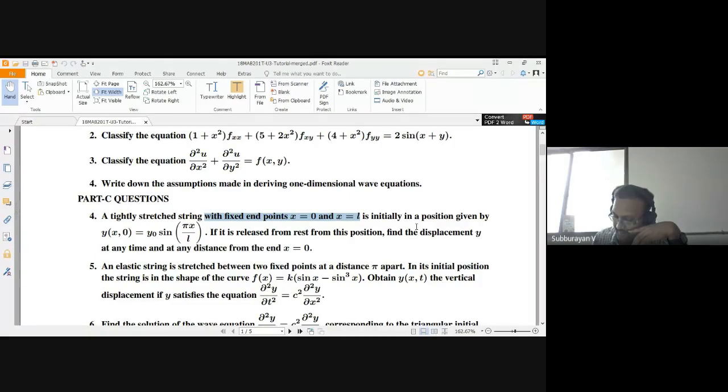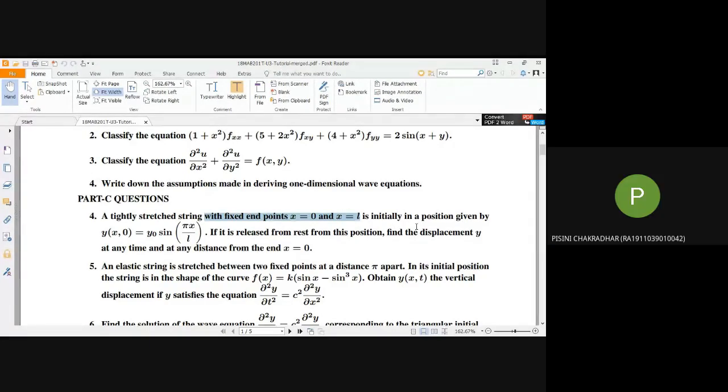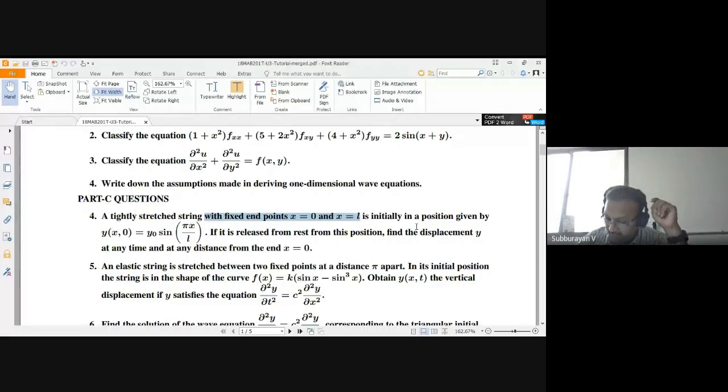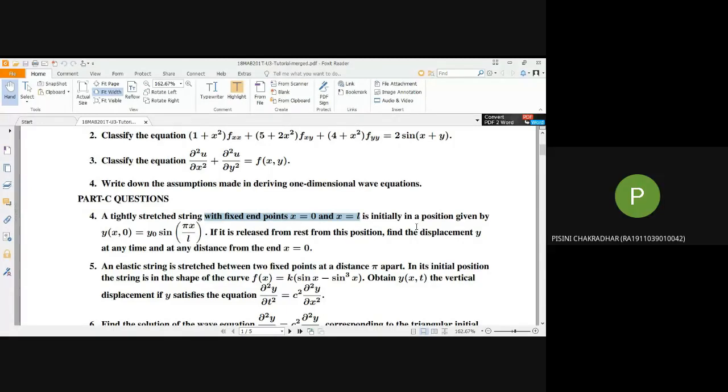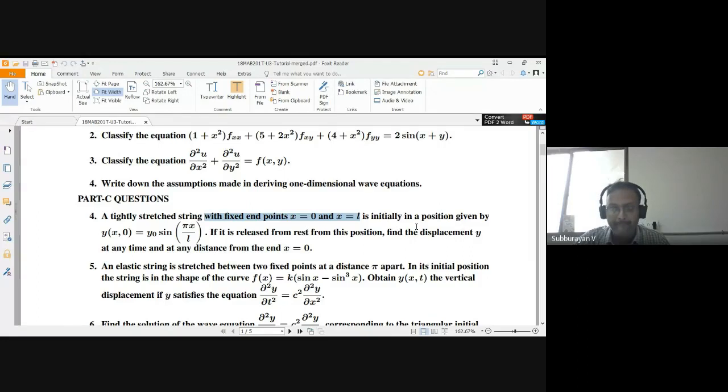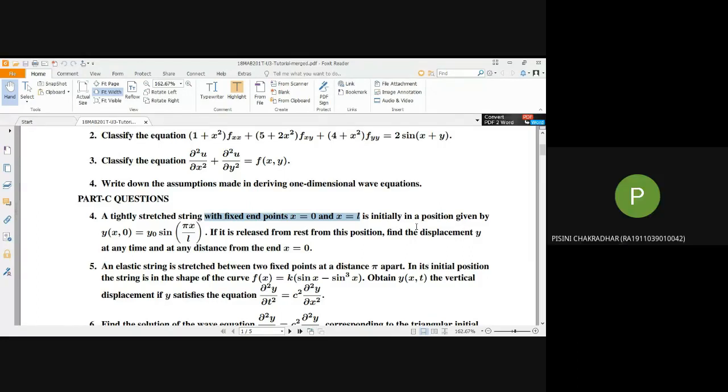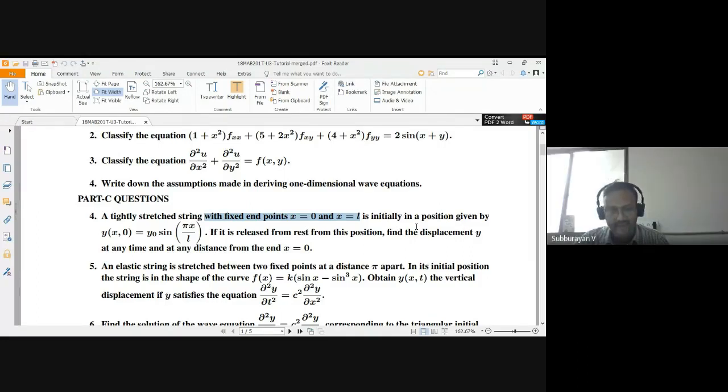Have you noted? Students, have you noted this? Can you please tell me what is the solution? y naught into sine pi x by L into cos pi ct by L. Okay, so this is the required solution for question number 4.